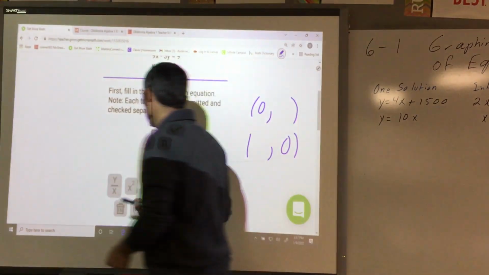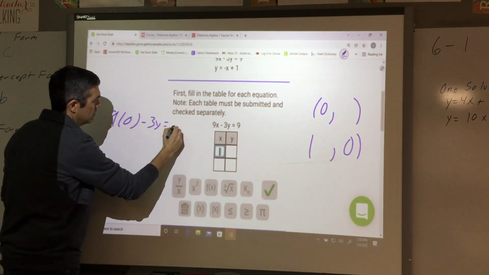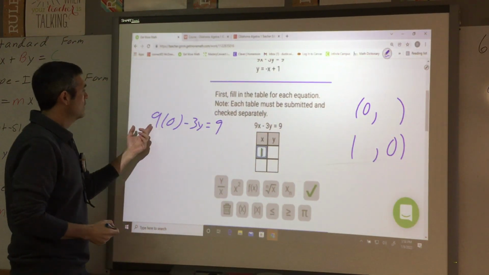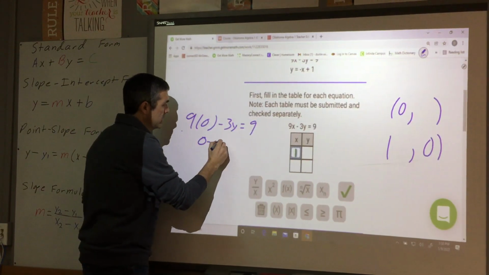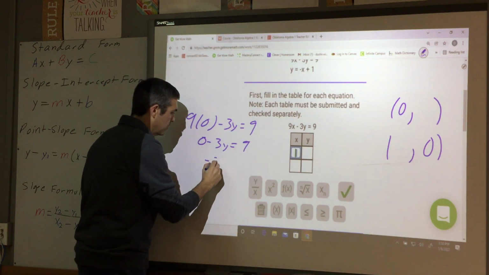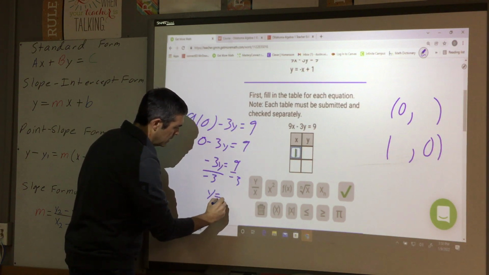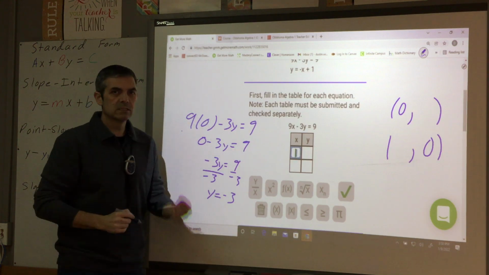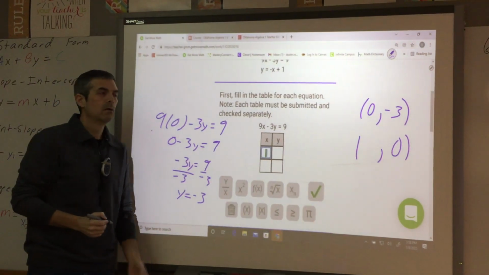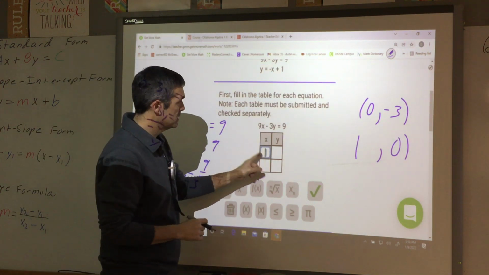So if I take 0 and plug it in for x: 9 times 0 minus 3y equals 9. All I'm doing is getting two points so that I can graph this. 9 times 0 is 0. Minus 3y equals 9. 0 minus 3y is still negative 3y. So we have negative 3y equals 9. Divide by negative 3 on both sides: y equals negative 3. So when x is 0, y is negative 3. We should be proficient at this point if we're starting to do systems of equations. So my first point is 0 comma negative 3.